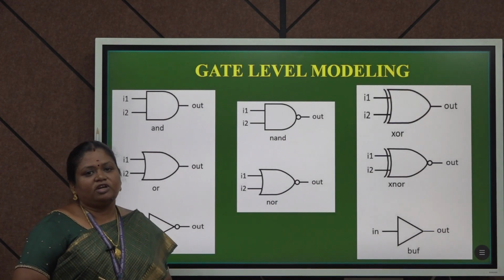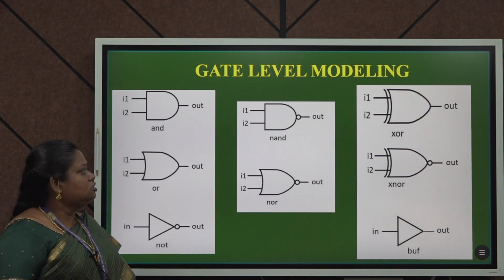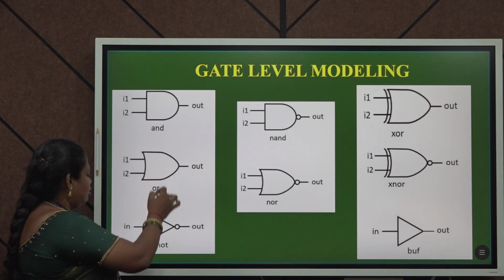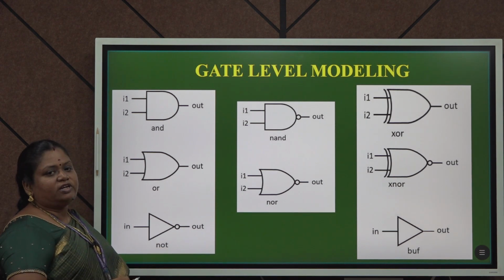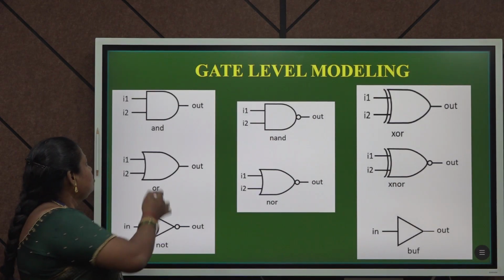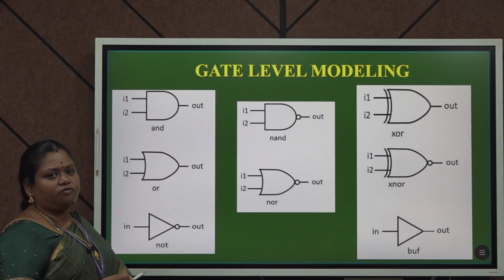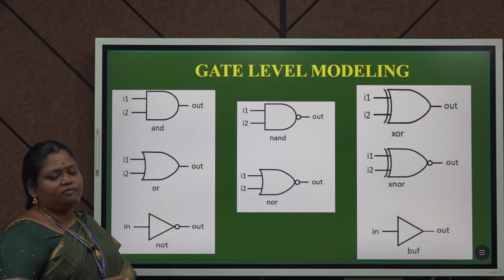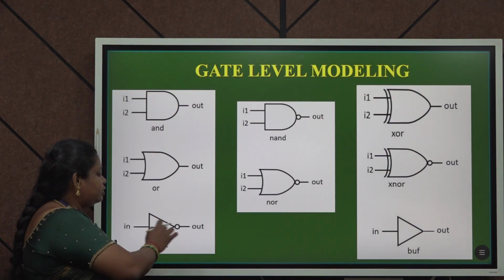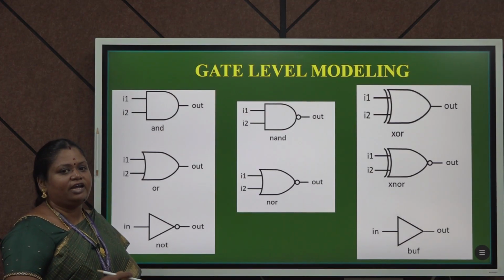Coming to gate level modeling, first we want to know the symbols of the gates. These are the basic gates available: AND, OR, and NOT. They have n number of inputs and one single output. For AND and OR, we can have 2 inputs, 3 inputs, 4, or n number of inputs. For NOT, it is a single input and single output. This is the symbol representation of the basic gates AND, OR, and NOT.